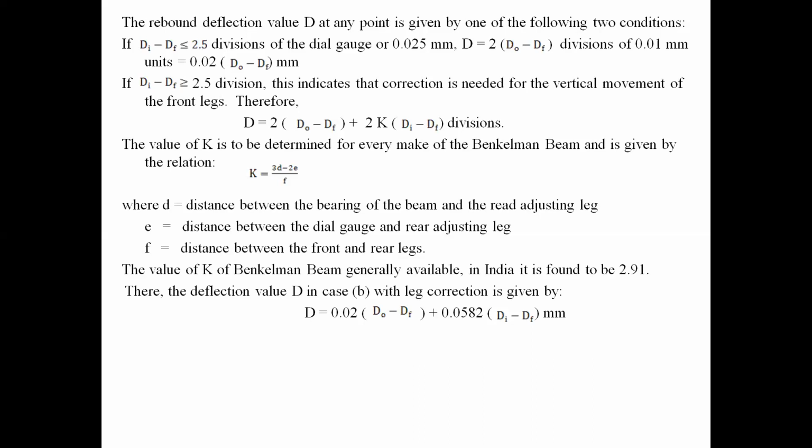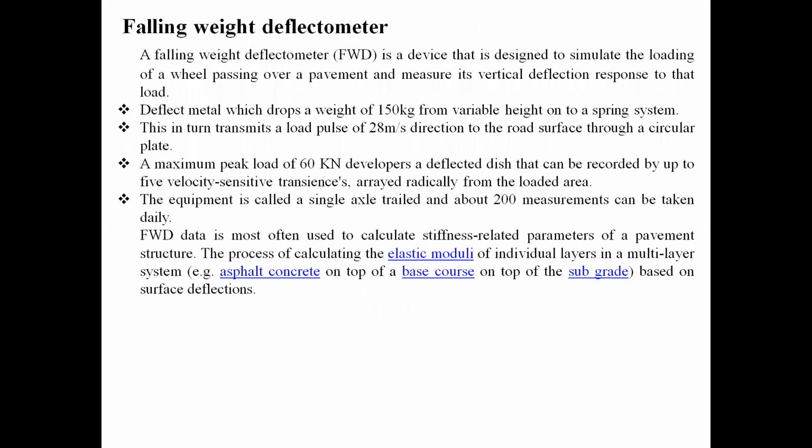The final value of K for the Benkelman beam generally available in India is found to be 2.91, which is the average value of K. Therefore, the deflection value D with the leg corrections is given by D equal to 0.02 into (D0 minus DF) plus 0.0582 into (DI minus DF) in mm. So this is how the Benkelman beam deflection test is carried out to determine the dial gauge values under the two given conditions. I hope you have understood the procedure and the determination of values.